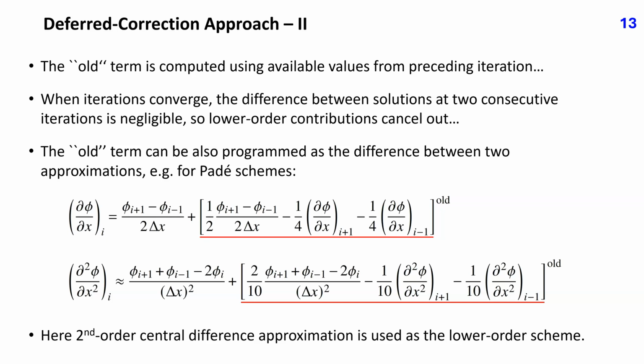The correction term can be programmed either as the difference of complete approximations of the derivative by the higher and lower order schemes, or one can write the higher order scheme as the lower order scheme plus a correction and program the correction as an explicit deferred correction. For example, the fourth order compact schemes for the first and second derivative can be written as the second order central difference approximation plus a correction as follows. The underlined terms are fourth order corrections to be computed using prevailing values from the previous outer iteration.